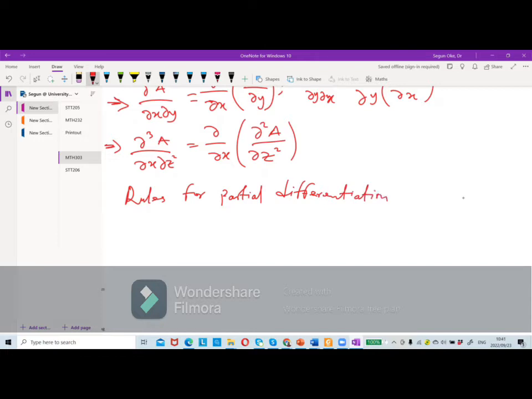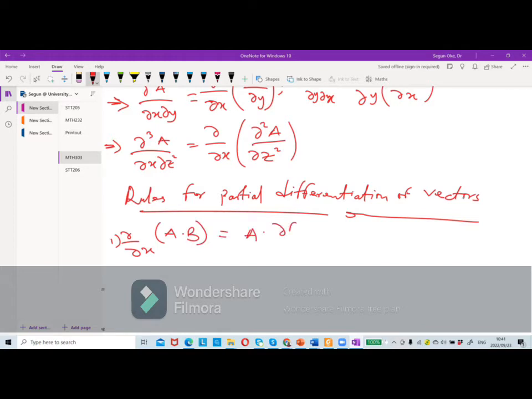Differentiation of vectors. Number 1: d/dx of A dot B, the same thing we did earlier, is A dot dB/dx plus dA/dx dot B. Number 2: d/dx of A cross B is the same thing as A cross dB/dx plus dA/dx cross B.